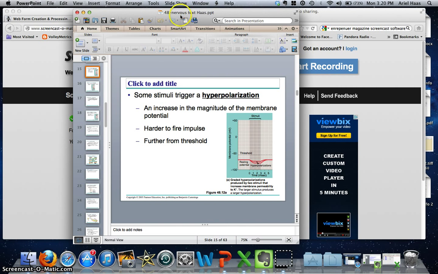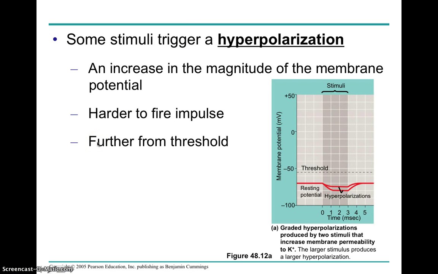We're continuing with part 3, now talking about how action potentials work. Here they're showing a hyperpolarization, which is an increase in the polarity of the membrane, or the magnitude of the membrane potential, and thus making it harder to fire an impulse because it's further away from threshold. So here we have threshold at negative 55 millivolts. Here's normal resting at minus 70.